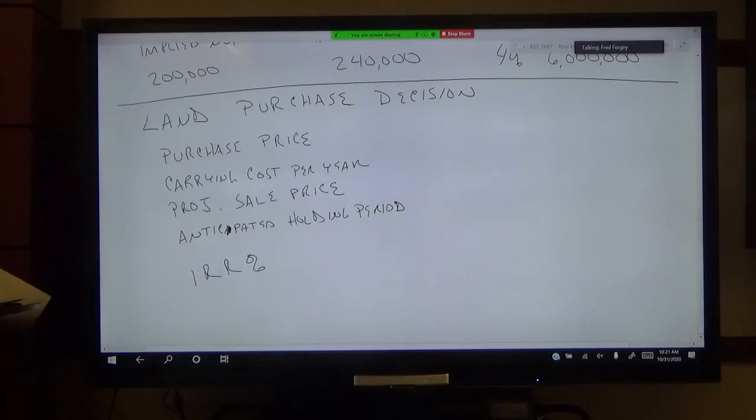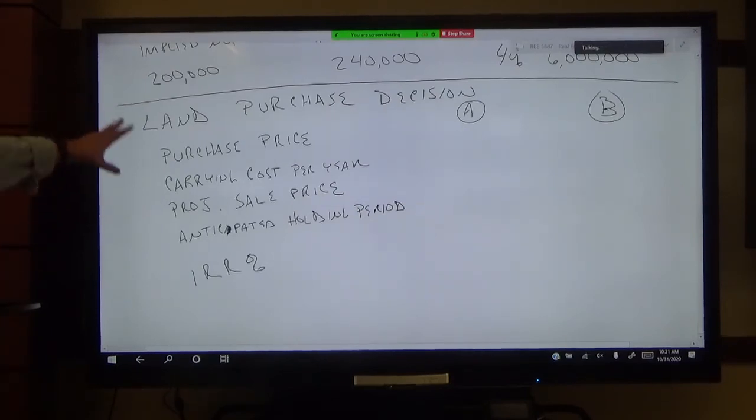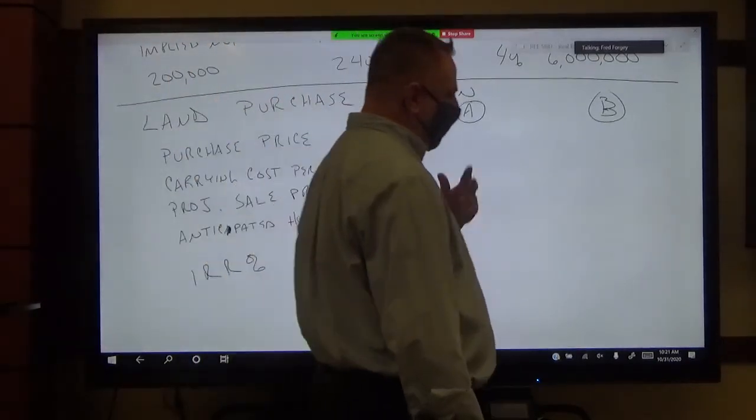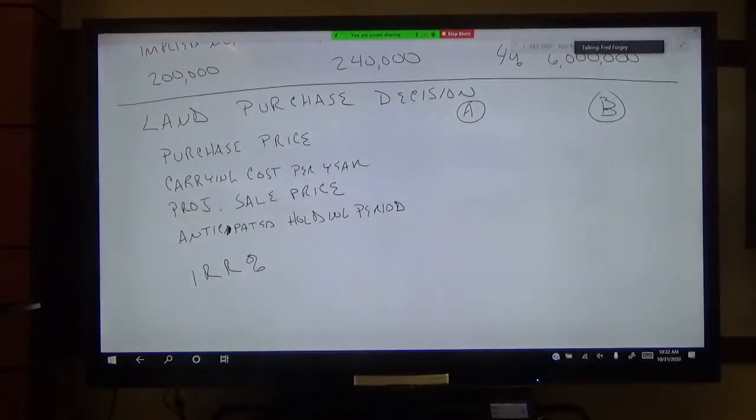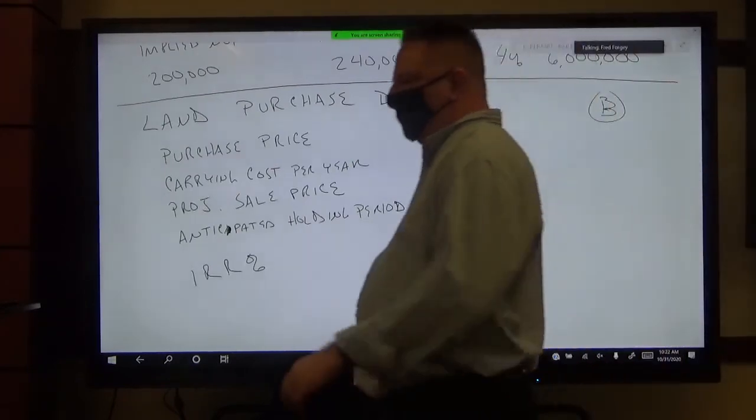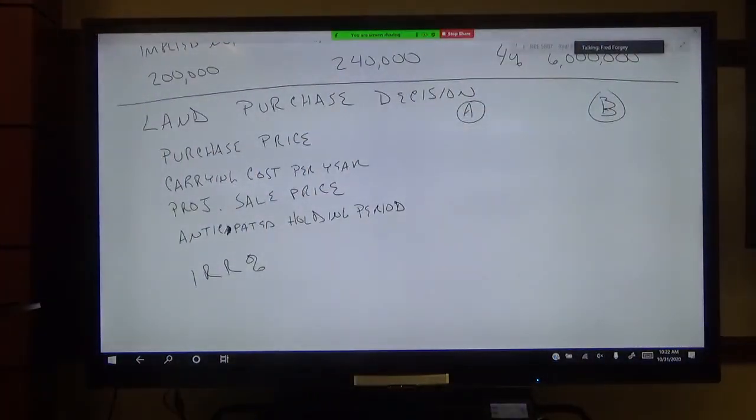All right, so we've got a couple of different options. Let's say option A and option B. So here are the variables. Let's go through each one of them. The purchase price, that's obvious: how much did we pay for it? So let's start off with that. For option A, we can purchase this piece of land, let's say, for $5 million. For option B, we purchase this piece of land for $2.5 million.